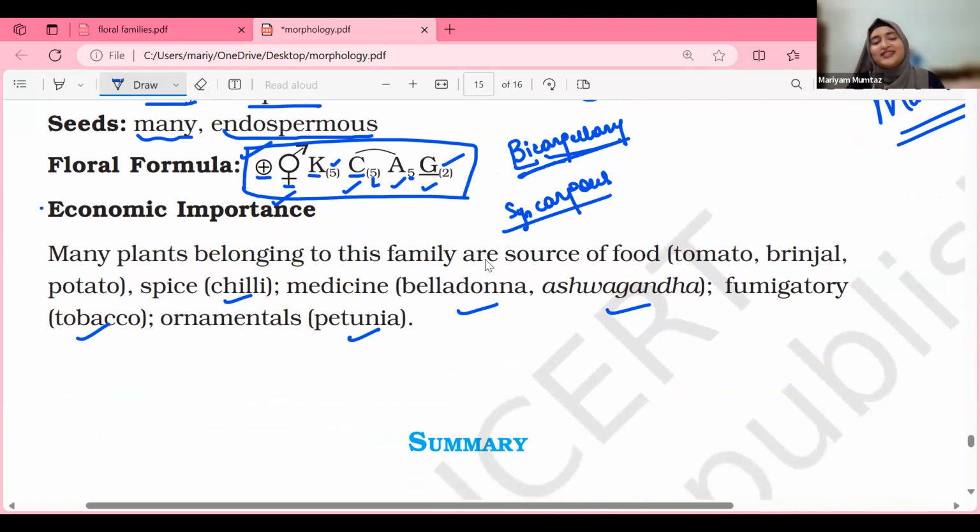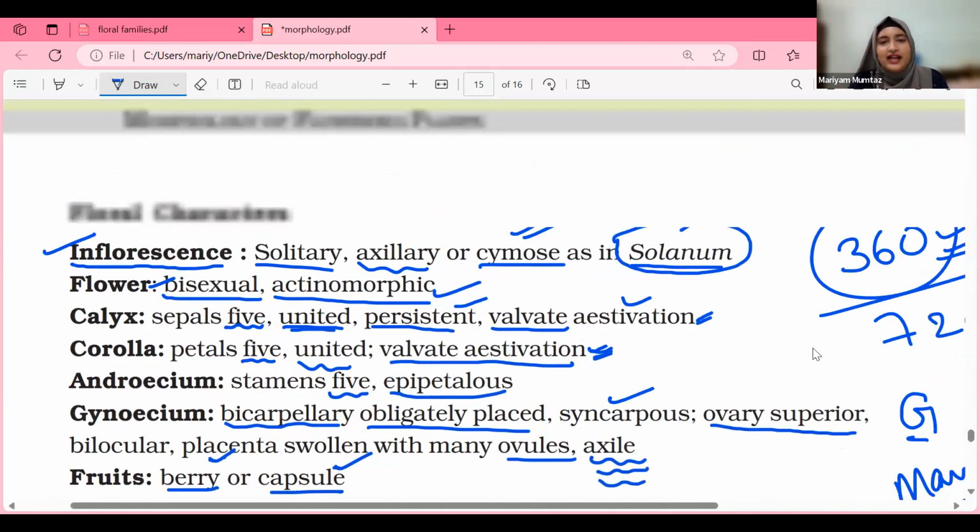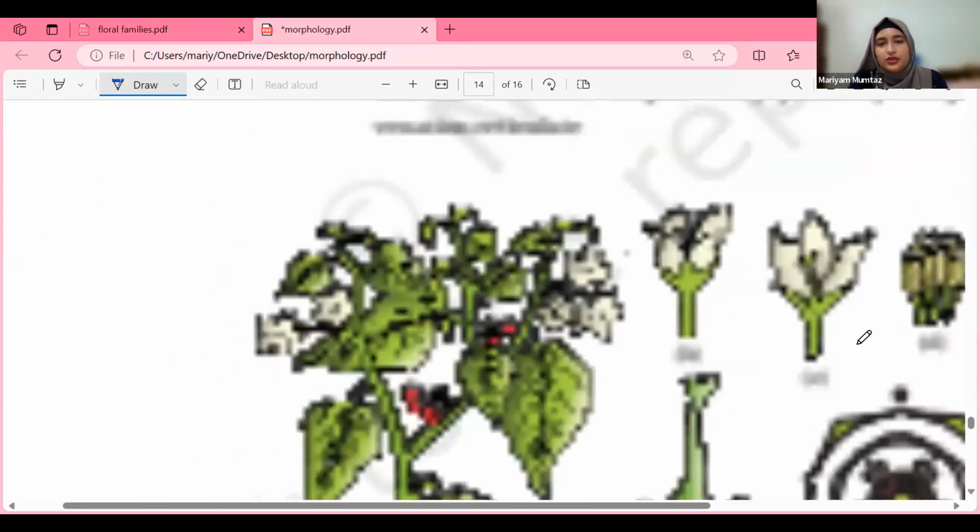Just learn that tomato, brinjal, potato are the source of food in this family. Chili is the spice. Medicinal plants are belladonna and ashwagandha. Then fumigatory, something that is smoked, is tobacco. And then there are ornamental plants which are used for decoration. They are petunia. Understood? So that was all about the family Solanaceae.